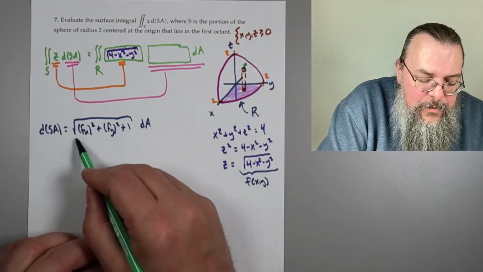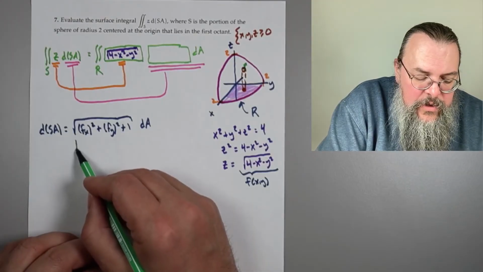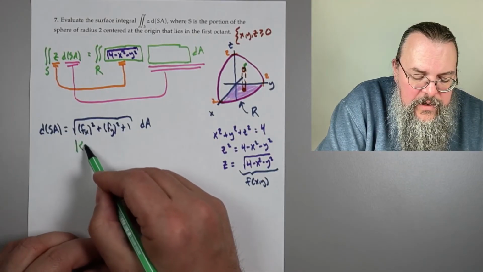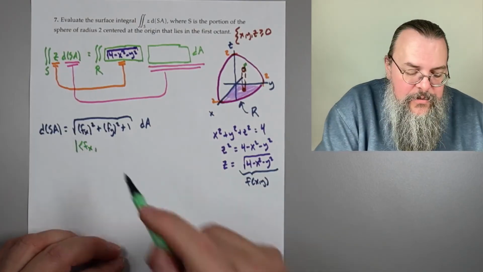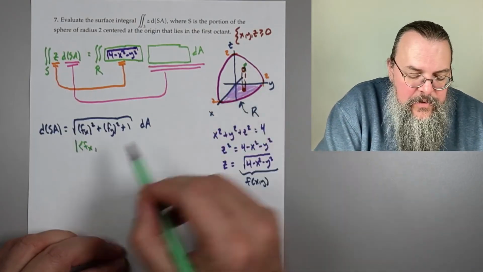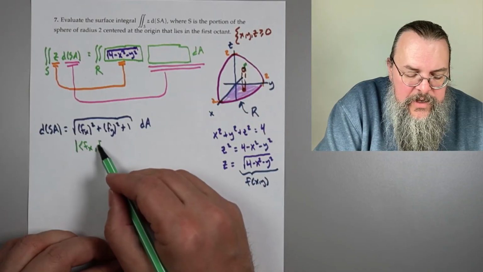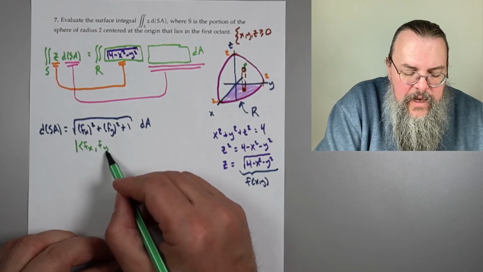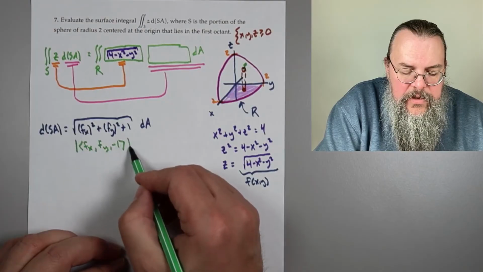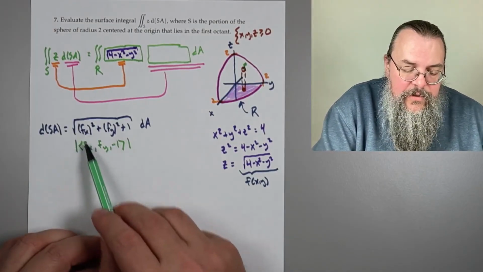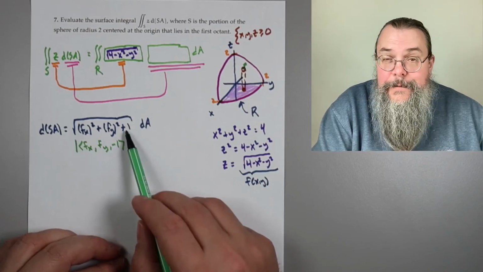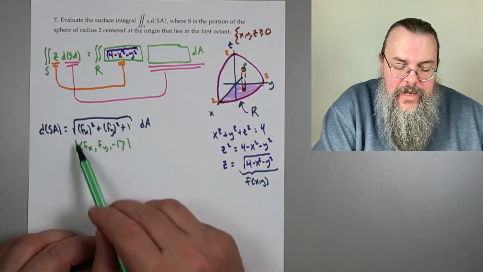And so actually where this comes from is the normal vector, when you take its magnitude. So it's the magnitude of the normal vector to the surface. You say the normal vector has the form f sub x, f sub y, and negative 1. So that's the normal vector, and you take the magnitude. So that's f_x squared plus f_y squared plus negative 1 squared, which is 1, and then you take the square root.